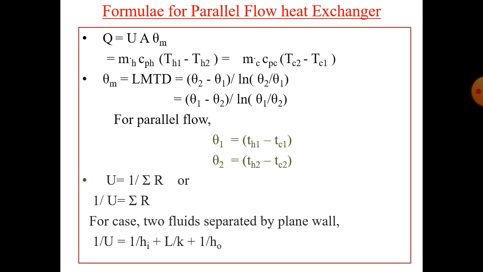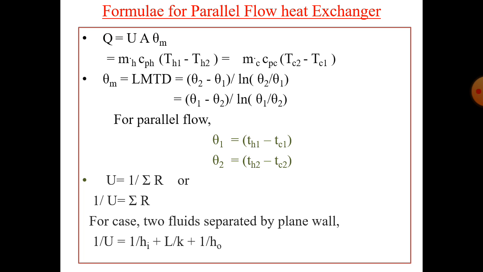Third formula that we need is the overall heat transfer coefficient, that is denoted by U. Overall heat transfer coefficient, in the last session we have seen that it is nothing but the reciprocal of the summation of thermal resistance, that can be written as 1 upon U is equal to summation of resistance, that is thermal resistance.